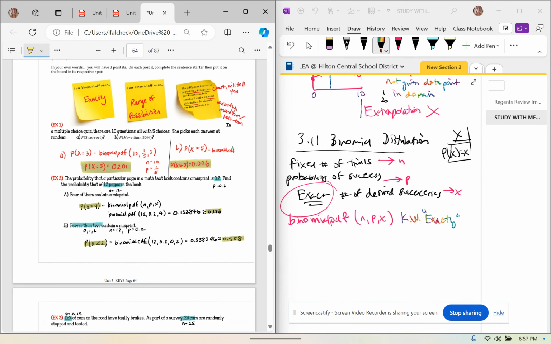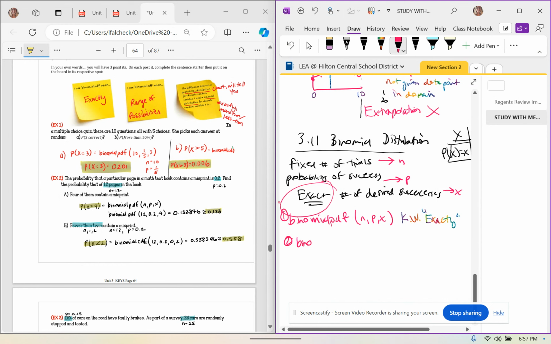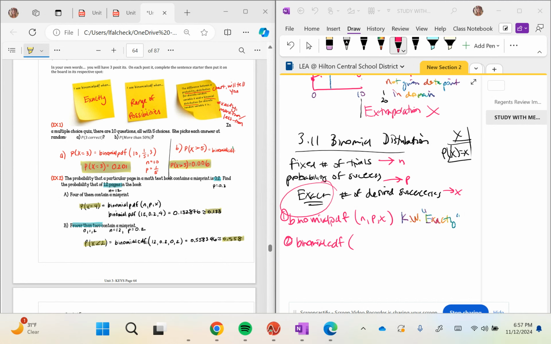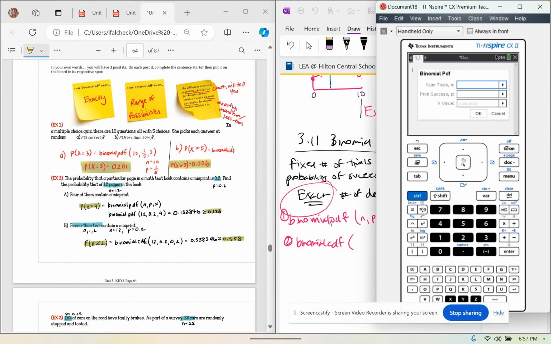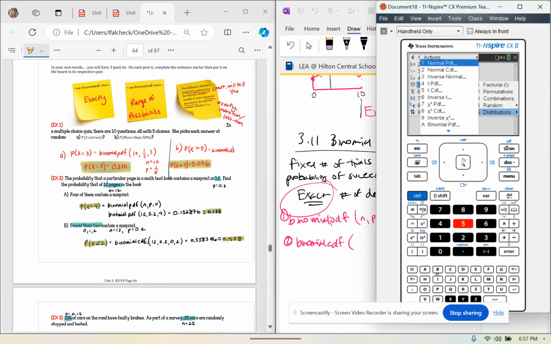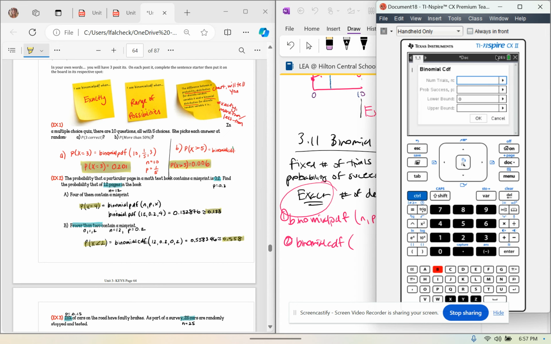Now we need to know the difference between binomial PDF and binomial CDF. This is the first thing you had to know, and this is the second thing you have to know. Binomial CDF. Let's look at our inputs for binomial CDF. Do you know how to get to it on your calculator? Menu 5, and then B. You need your fixed number of trials, you need your probability of success, but now you need a lower bound and an upper bound.